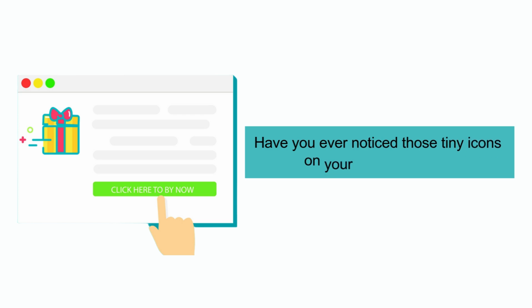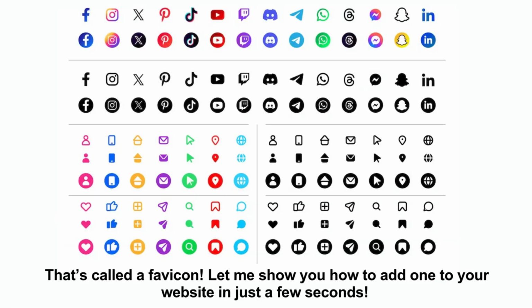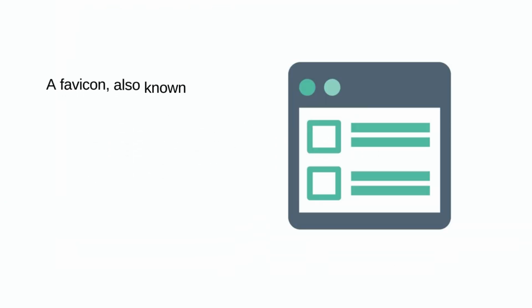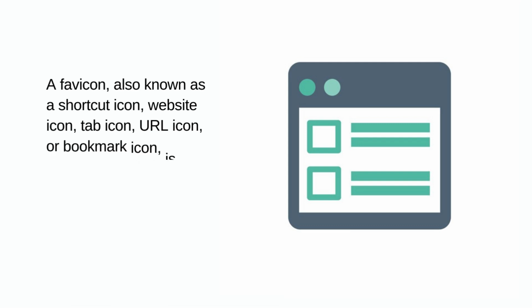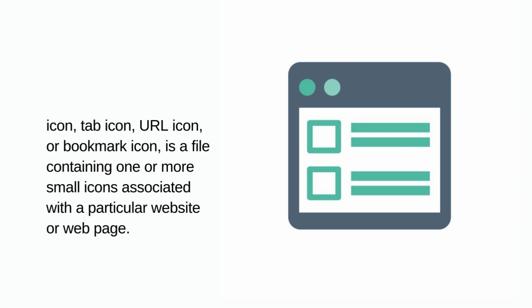Have you ever noticed those tiny icons on your browser tabs? That's called a favicon. Let me show you how to add one to your website in just a few seconds. What is a favicon? A favicon, also known as a shortcut icon, website icon, tab icon, URL icon, or bookmark icon, is a file containing one or more small icons associated with a particular website or web page.